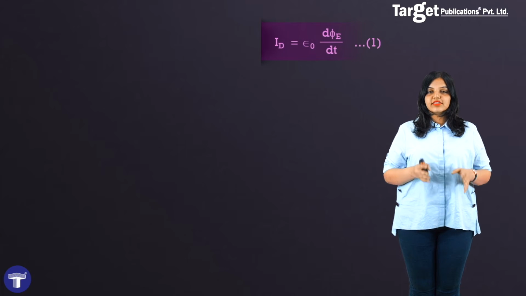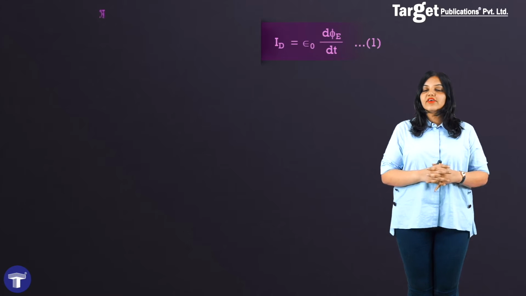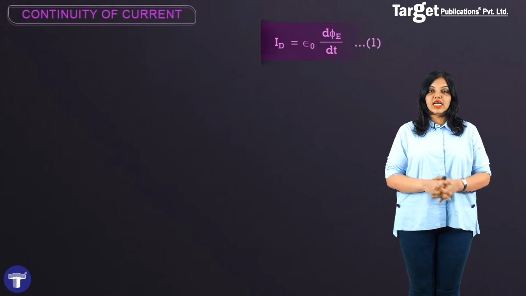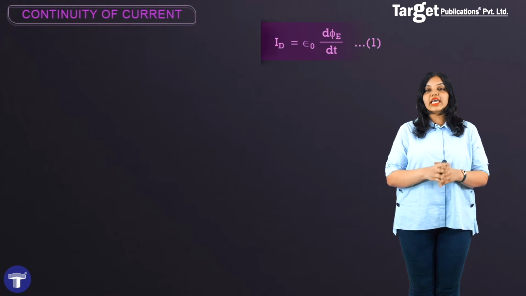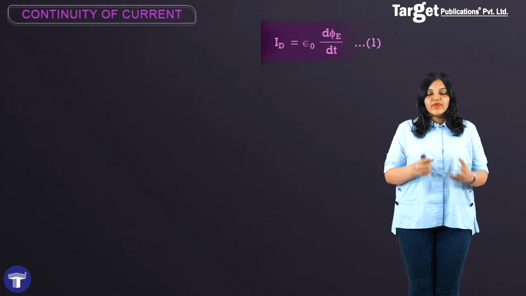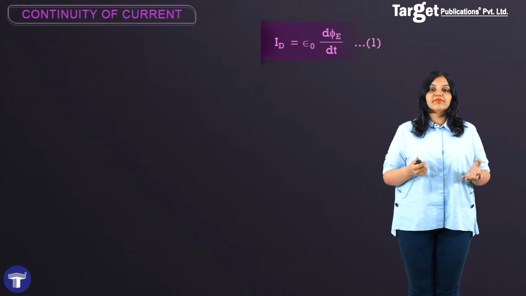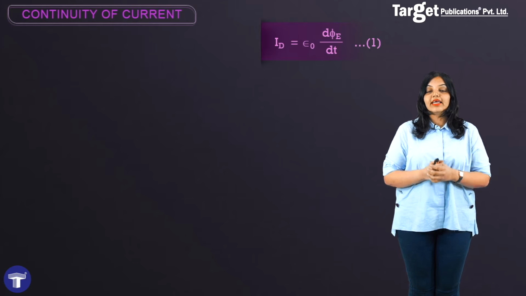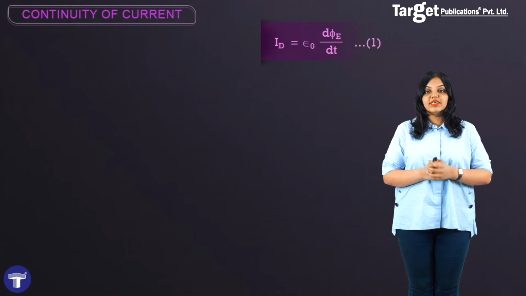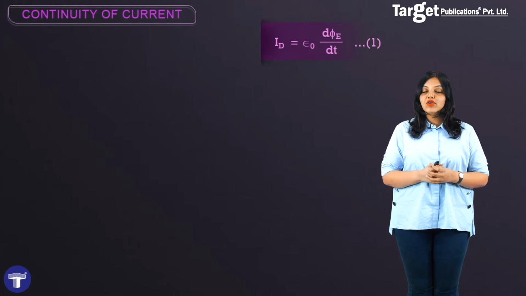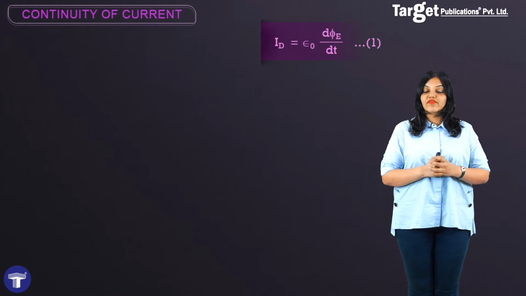So let's verify this statement. That is, let's verify if the sum of conduction and displacement current is the same across any closed path. So to verify this, we'll have to go back to the setup that we were looking at before. And we already have the equation for the displacement current. That is, it is epsilon naught times the change of electric flux with time.